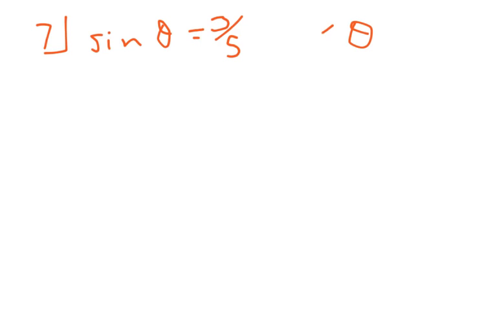The first one we're going to do is problem 7. And what is problem 7? Problem 7 is sine of theta equals 3/5. And it says our theta is in quadrant 1.